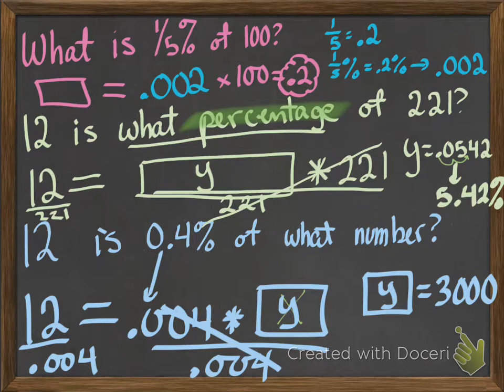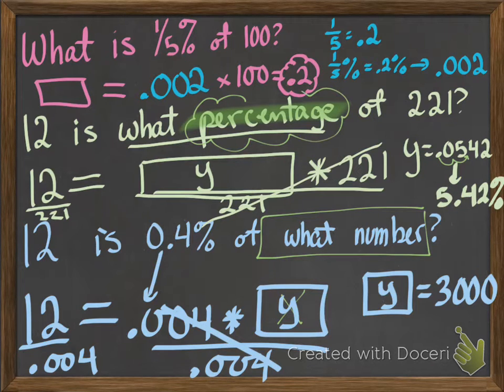to 3,000. So now I'm sure I'm going to get some questions like, why don't I need to change this into a percentage? Well, because it's asking what number. The number isn't a percentage. We only need to do that when we're asked what percentage. When we're just asked what number, 3,000 is the number. I don't need to change it to a percentage because it's already a number and they don't want a percent. So I already know my percent in this problem. It's 0.4%. 12 is 0.4% of what number? That number is 3,000. I don't need to change it into a percentage. Okay?